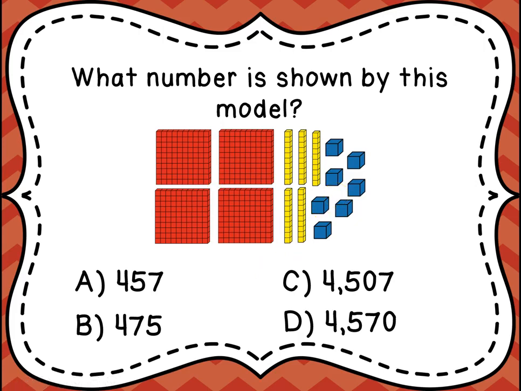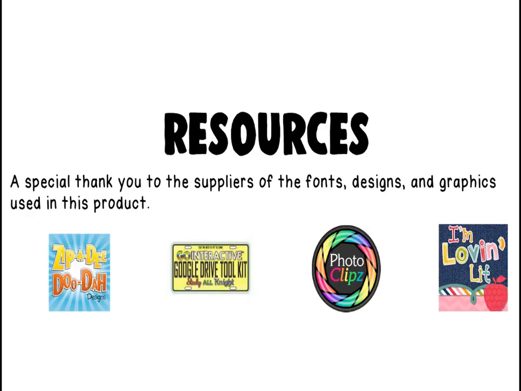If you chose the answer of letter A, 457, you would be correct because there are 1, 2, 3, 4 in the hundreds. There's 1, 2, 3, 4, 5 in the tens, so there's 50. And 1, 2, 3, 4, 5, 6, 7 in the ones for 7, 457. Well, that was our video on how to write and find numbers using base 10 models.